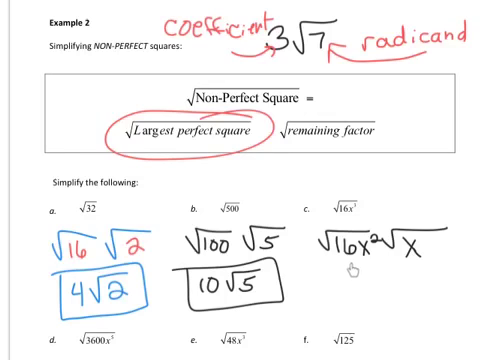So now we take the square root of this. The square root of 16 is 4, the square root of x squared is x, and I end up with 4x times radical x. Now that answer looks really weird, but you just have to get used to that. You're going to have these goofy answers with variables under radicals, but it is correct.